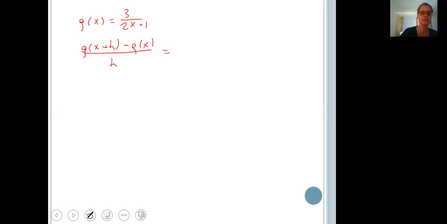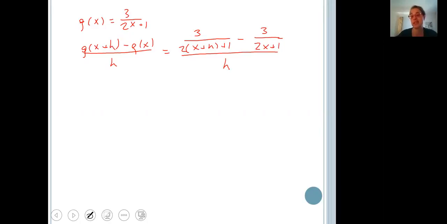That's going to equal 3 over 2 times x plus h plus 1 minus 3 over 2x plus 1. Well, this is going to be ugly, all over h. This is kind of obnoxious. But what we have to do is find our least common denominator, right? We're going to pull the h out for a minute. I'm going to write that as 1 over h times this thing that we're going to be working on here.